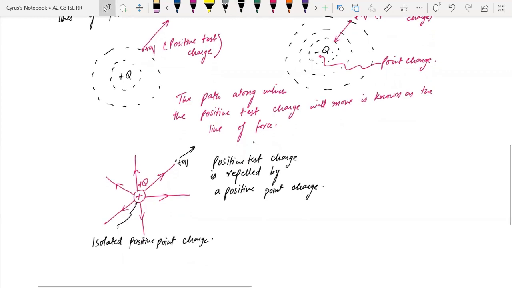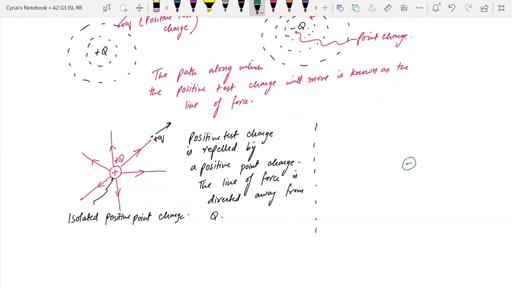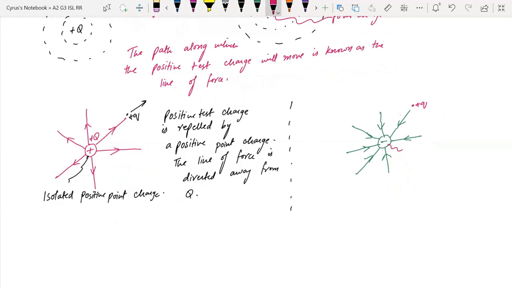And the line of force is directed away from Q. I have here a negative charge, as you can see. The line of force is inwards. And why is this inwards? I told you that if we introduce a positive test charge, it is going to go in this direction, because this is an isolated negative point charge.